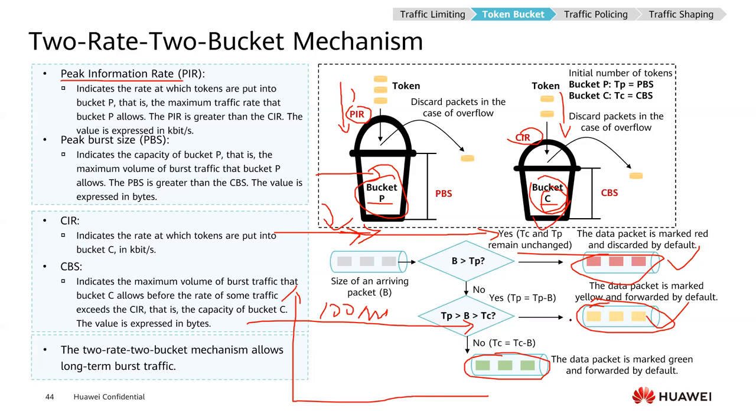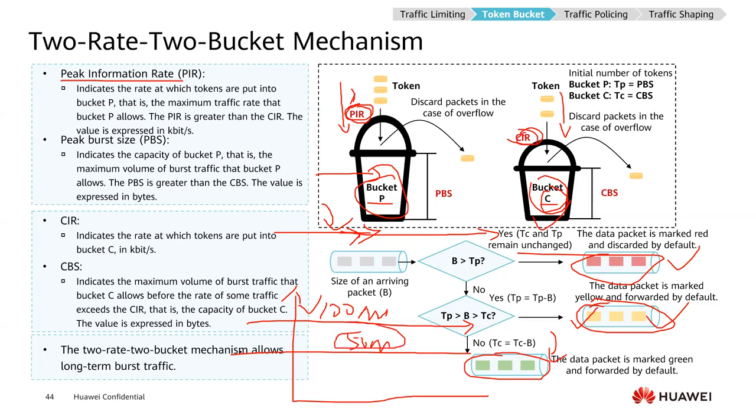This traffic is for the yellow color. And if the network is congested, I can only allow the green color to pass, and it will drop to 15 megabits. So this 100 megabits is a PIR. This 15 megabits is a CIR.